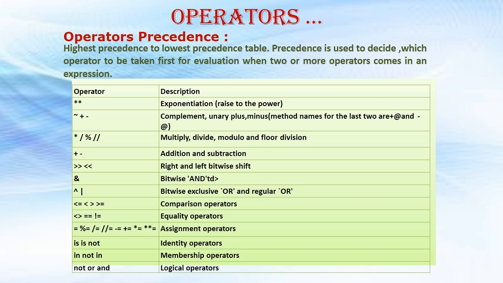Precedence means preference given to the operator, which is first exponential. Exponential means power of, then it is tilde, plus, minus. Tilde means unary operator. Then multiply, divide, modulus, floor division, then addition, subtraction, then greater than, and these are bitwise operators, then bitwise and, then or. This is the list, you can go through it, and we can learn it and solve mathematical operations in programming.